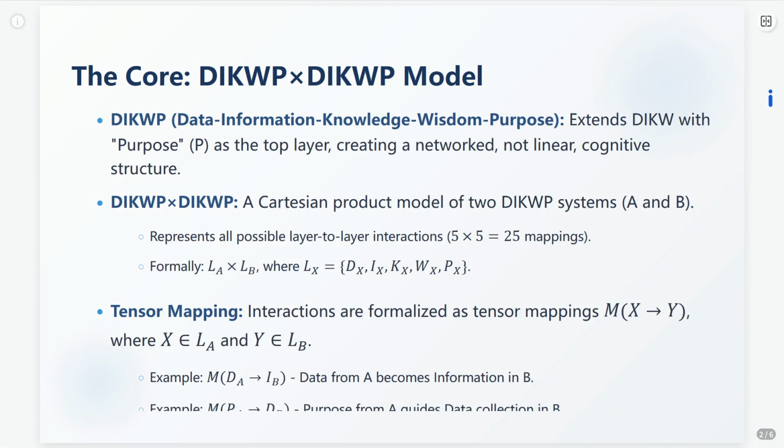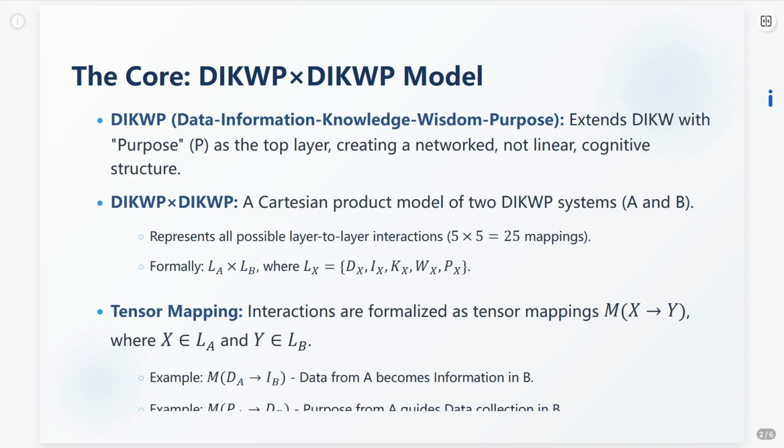So, what's this DIKWP thing? It's basically the classic DIKW pyramid: data, information, knowledge, wisdom, but with a crucial twist: purpose. This P layer isn't just tacked on, it connects back to everything else, creating a network, not a ladder.